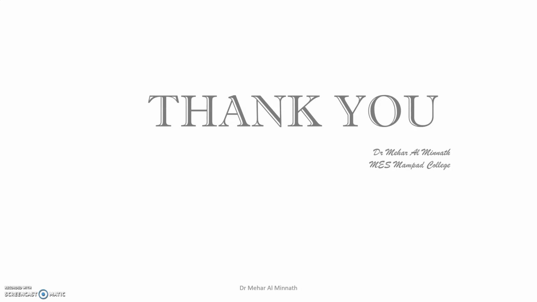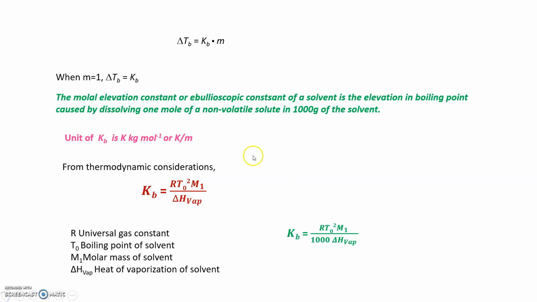Try to solve problems related to the elevation of boiling point, and understand how we can determine the molecular weight of the solute from the elevation in the boiling point of the solution over that of the solvent, using the previous expression for molecular weight: molecular weight is equal to KB into WB into 1000 by delta TB into WA.